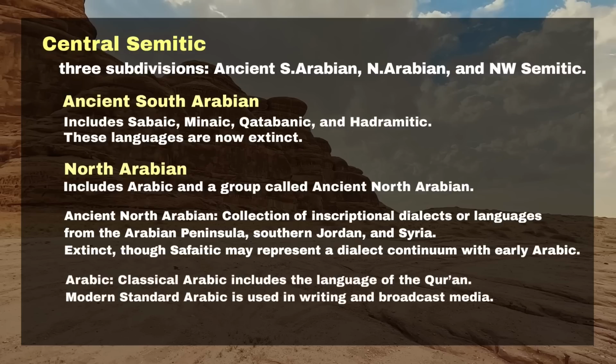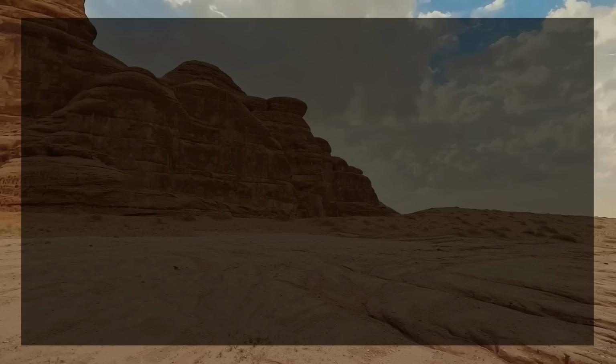Classical Arabic includes the Arabic of the Quran, and Modern Standard Arabic is used in written and official broadcast media. Vernacular Arabic dialects are spoken today by several 100 million people, including varieties like Levantine, Egyptian and Moroccan. Therefore, North Arabian includes both extinct and widely spoken languages. Lastly, we have Northwest Semitic. This subgroup includes several languages.